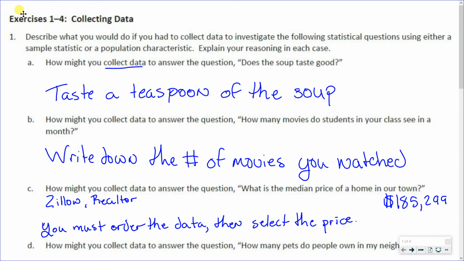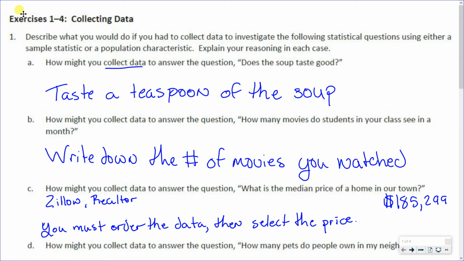So now it says, describe what you would do if you had to collect data to investigate the following statistical questions using either a sample statistic or a population characteristic. We'll get to those two in just a minute, so don't worry about the definition between the two. Explain your reasoning in each case. Part A said, how might you collect data to answer the question, does the soup taste good? I wrote down, taste a teaspoon of the soup. We only need to taste a small sample of the soup to know whether it tastes good. We don't have to eat the whole soup. So that's how we're going to collect our data, just by tasting the soup.